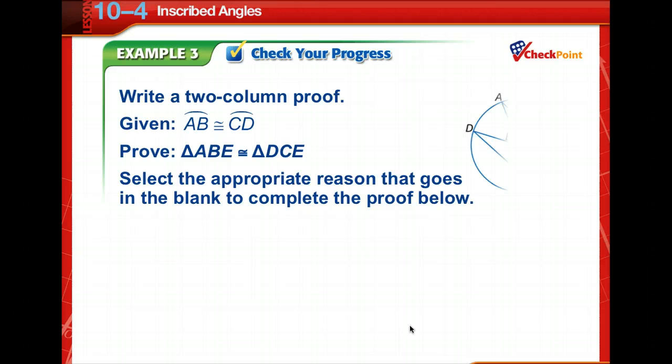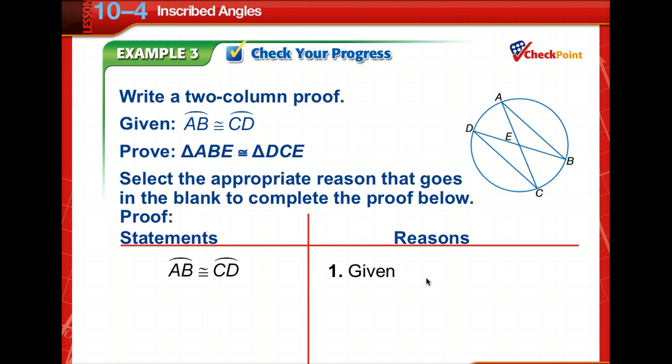Okay, we're to check our progress and we're to write a 2-column proof as well. So it's going to be several screens, so you might pause the video and draw a picture, sketch this in your notes, and what's given and what you're trying to prove. And let's get started.